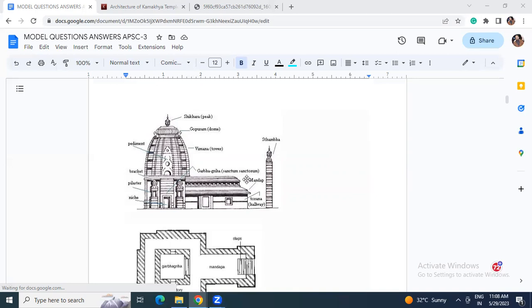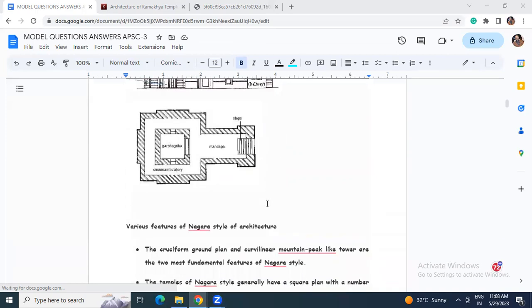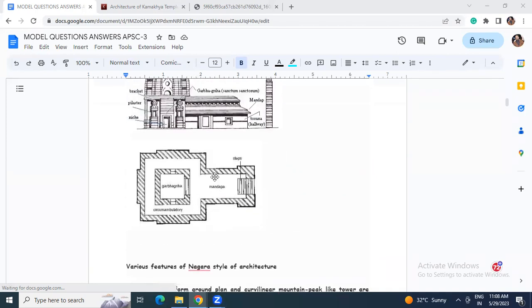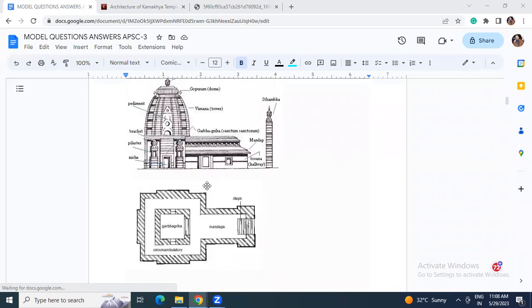And then this particular is the pilaster and this niche. And this is the mandap. And this is the toran or hallway, and in front of this is the stambha. Now, as I have said, Garbhagriha is the main part. So Garbhagriha is followed by the circumambulatory, and then it's connected to the mandapa and then the steps. This is the overall architecture. We can easily draw the figure of it. Inside everything is the Garbhagriha.